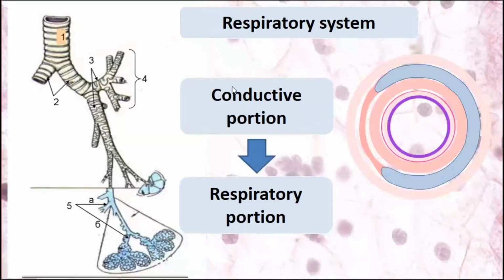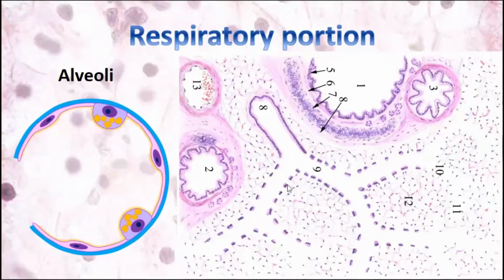So we have discussed the conductive portion, which conducts the air inside our respiratory system, and at some moment air gets to the structures which provide gas exchange, and we call this the respiratory portion of the respiratory system. So let's go to the structure of the respiratory portion. The respiratory portion includes structures which are called alveoli. They have a very thin wall. They are lined with simple squamous epithelium, which provides this gas exchange between air and blood.